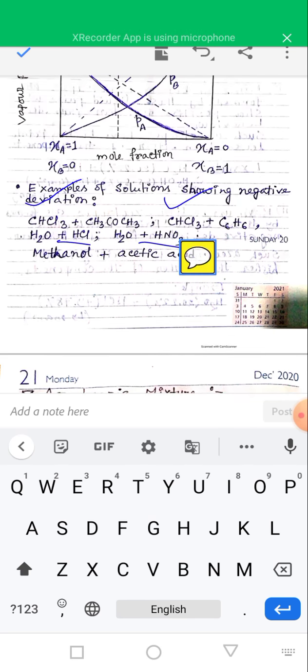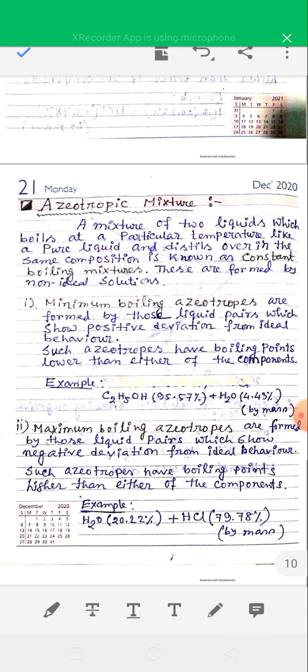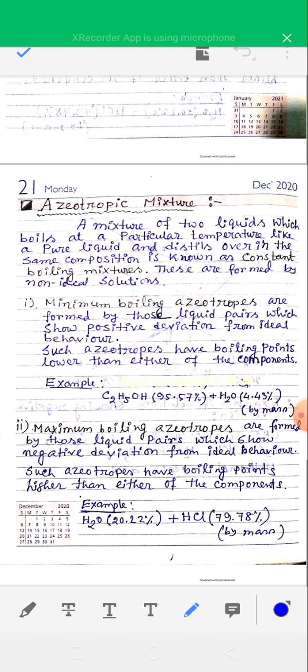And now see azeotropic mixture. What are azeotropic mixtures? An azeotropic mixture is also called a constant boiling mixture. It is a solution of a mixture of two liquids which boils at a particular temperature like a pure liquid and distills over in the same composition, and is known as a constant boiling mixture or azeotropic mixture. Azeotropic mixtures are generally non-ideal solutions.